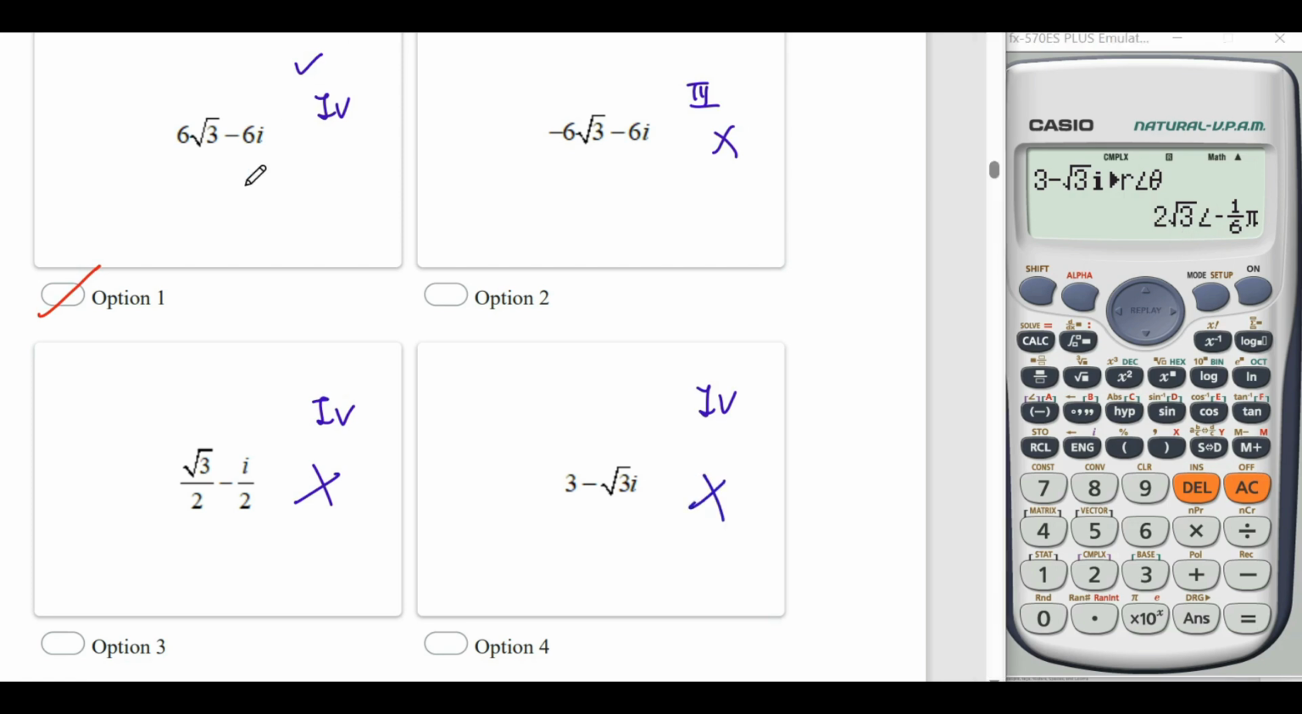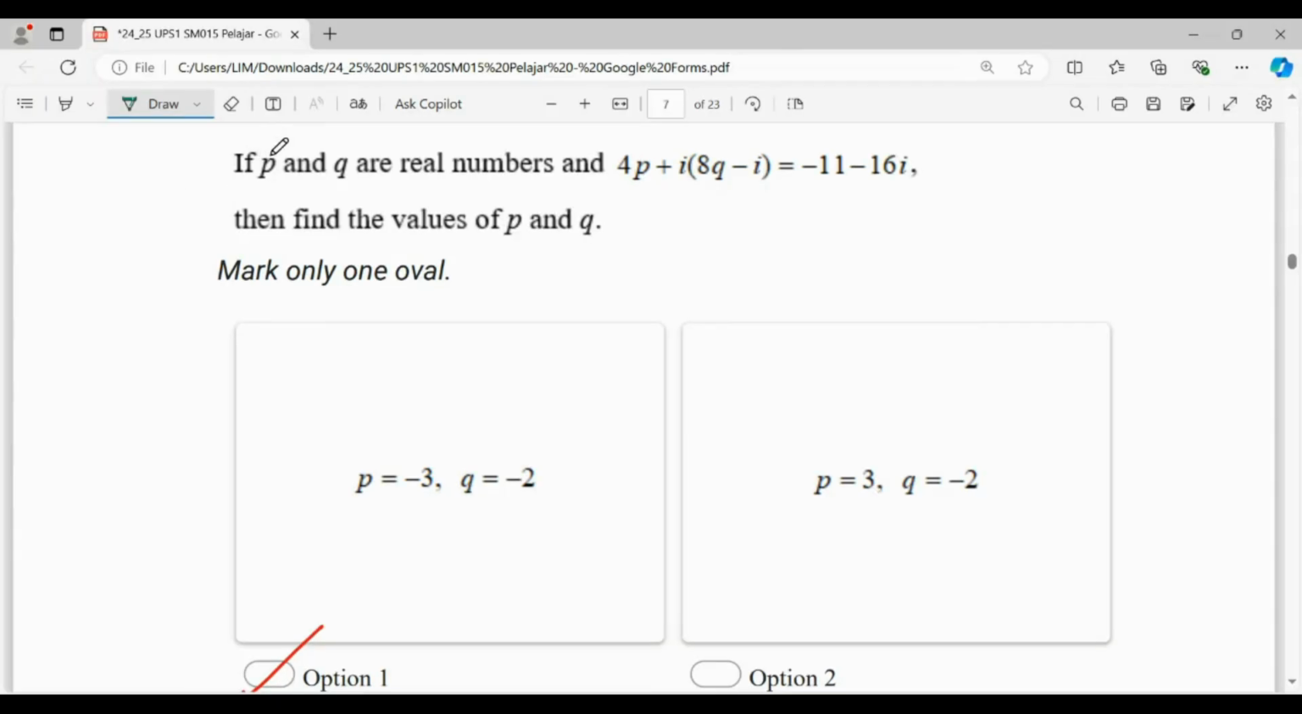So here we have our option. If p and q are real numbers, and 4p plus i times 8q minus i equals negative 11 minus 16i, find the value of p and q. First, we rearrange our unknowns in standard form as we expand. We have this, then we can compare. So simplify this: i squared is negative 1, negative negative becomes positive 1. This is the real part and this is the imaginary part.